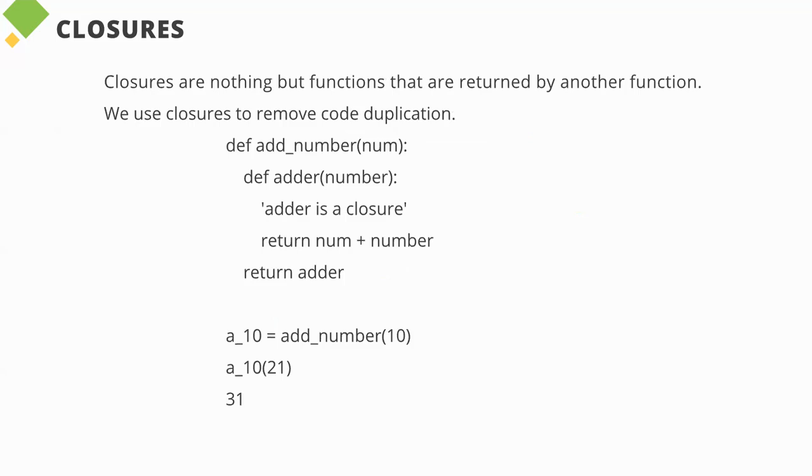Closures. Closures are nothing but functions that are returned by another function. Like a function within a function is called a closure. Suppose def add_number is a function and adder is the closure here because it's within it. So adder is a closure, returning num plus number. It takes the number, and the outer function variable num is added to the inner function variable, so it gives the result of these two variables.